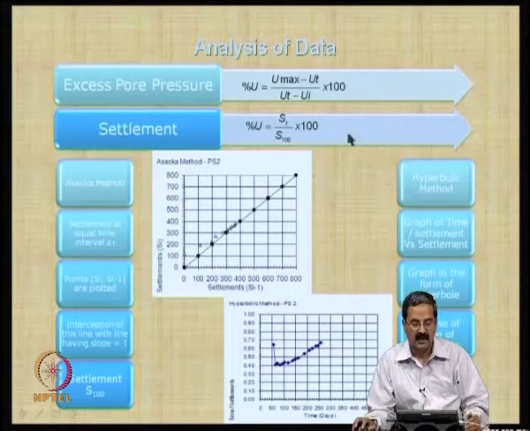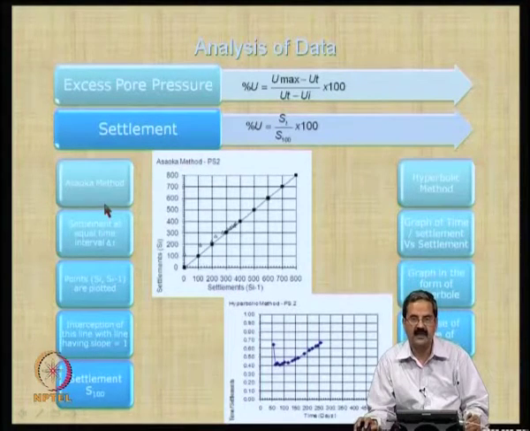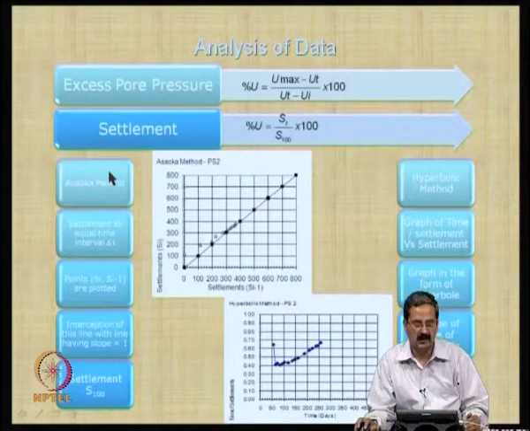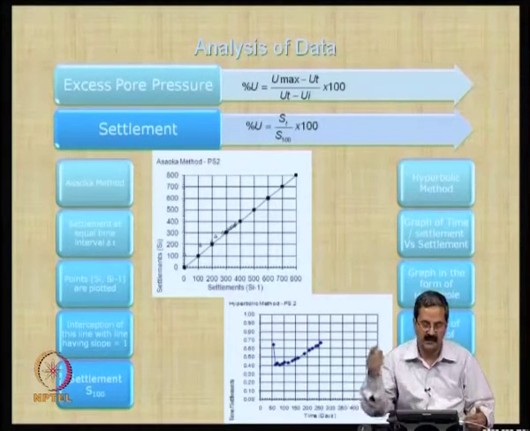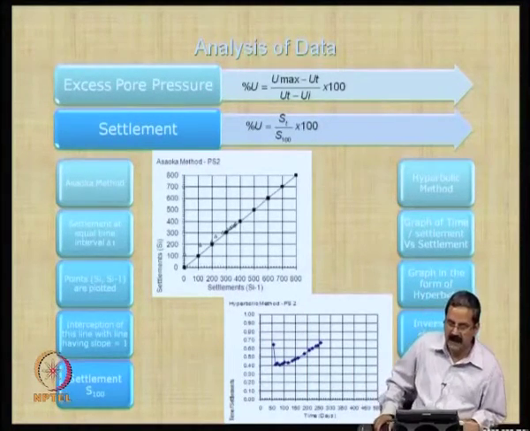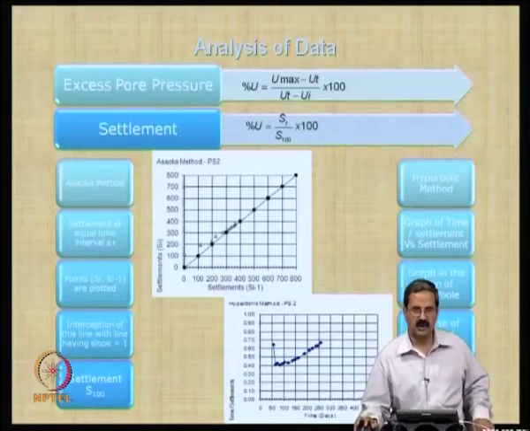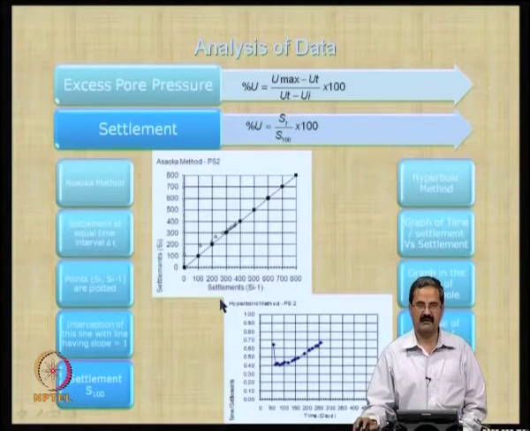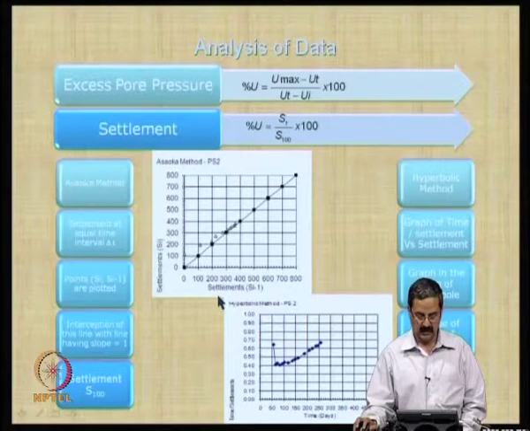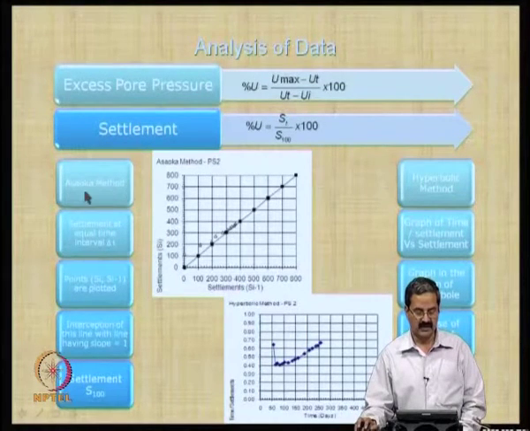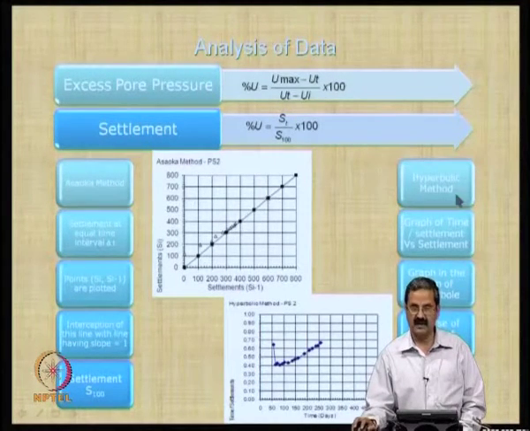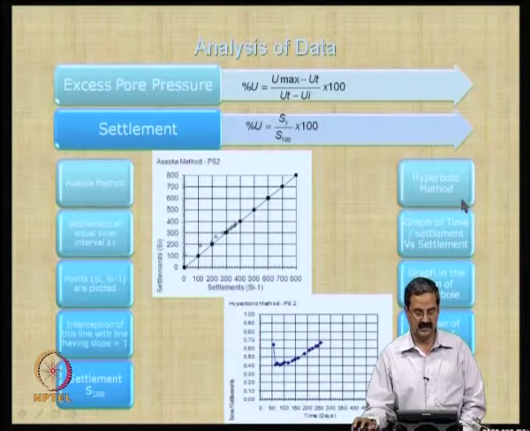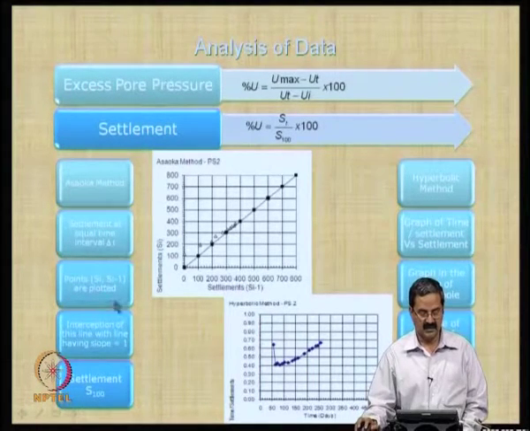Okay. So, in theory, in the literature, if you look at it, people are always looking at these issues and the degree of consolidation. You may observe some pattern in the field, but you also should try to develop some theoretical models to understand them. In fact, they used 2 methods called the Asaoka method and the hyperbolic method.